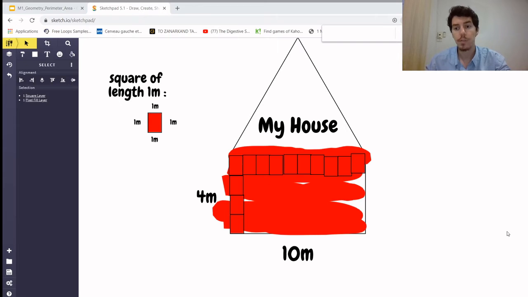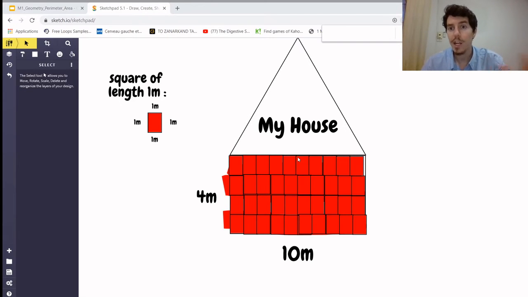So I will do this for you. Alright, so here I put all my squares. So now it's time to count them. How many squares do you think I can fit into my house? So we can count them one by one. Okay, we could say 1, 2, 3, 4, 5, 6, 7, 8, 9, 10. 10, and there's 10 more here, that would be 20, and 10 more 30, and 10 more 40. Okay, there is a total of 40 squares.